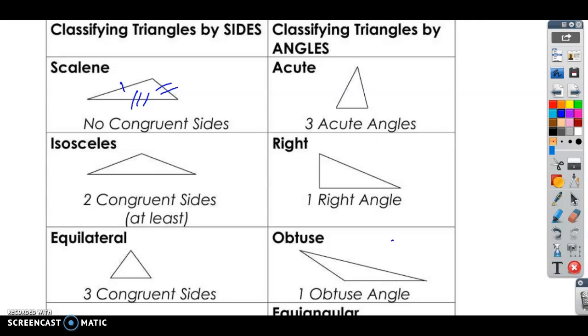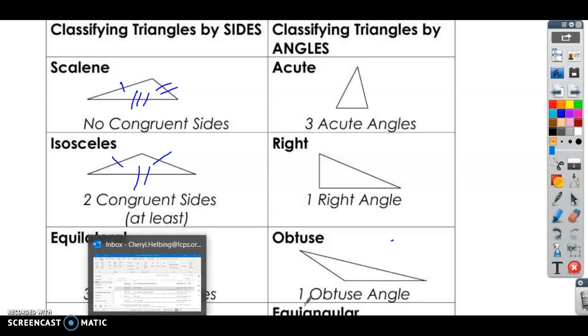Now isosceles, we have to have at least two sides congruent. So there we go. And then the third one, I'll leave blank, but you could put 2 because now that shows that the third side is a different length. When you have an equilateral triangle, equilateral, equal sides, all the sides are congruent. Okay, that's classifying triangles by their sides.